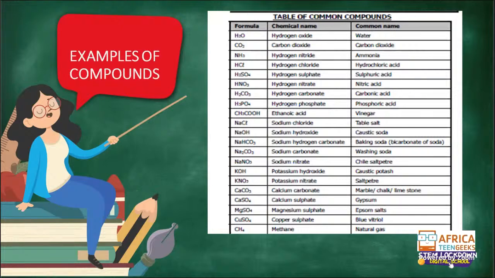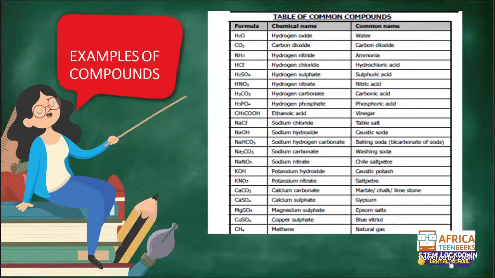All right, so we have got HNO3. The chemical name is hydrogen nitrate, and the common name is nitric acid. We have H2CO3. The chemical name is hydrogen carbonate, and the common name is carbonic acid. So remember, this is the only mineral acid that is a weak acid. Most of the mineral acids are very concentrated, like hydrochloric acid and nitric acid.